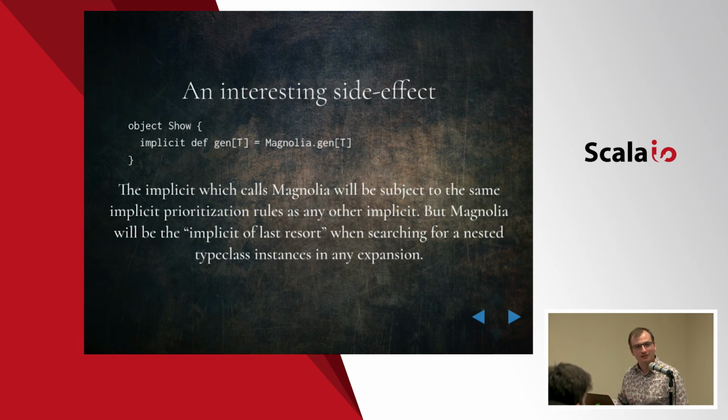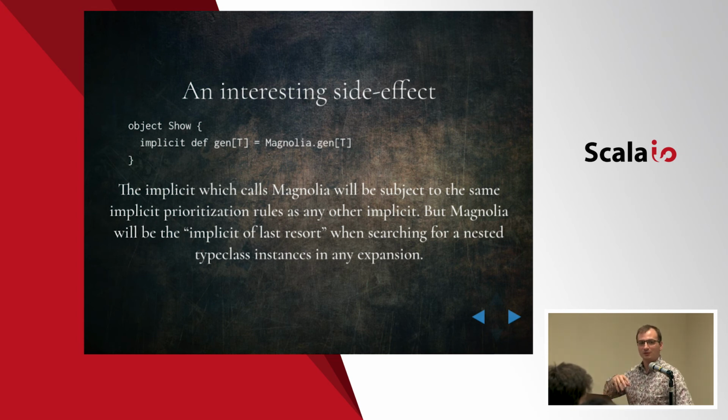Now, I think this is a useful default. I think this is what you want most of the time. What you probably don't want is having Magnolia starting to decompose things like options and lists because they happen to be made of case classes. That's probably not where you want to go. So it is the implicit of last resort.